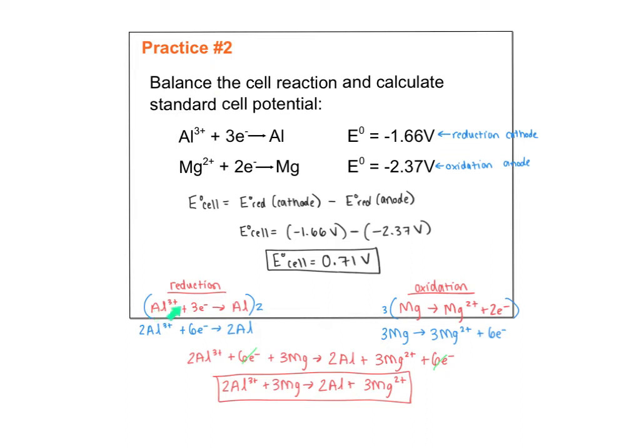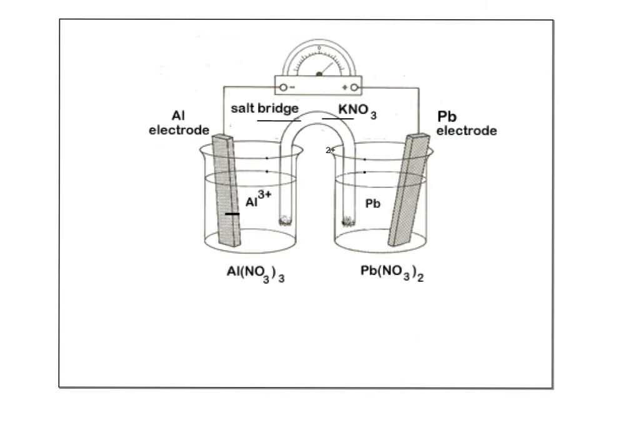I took my reduction as is, I flipped the oxidation, and then I noticed that my elements were balanced, but I have 3 electrons and 2 electrons, so I needed to multiply those by 2 and 3 respectively. When I smooshed them together, my 6 electrons were able to cancel, and my balanced redox reaction is right there. All right, you should be able to look at a picture like this and also do what we just did in the last problem. So let's figure out how we go through this.